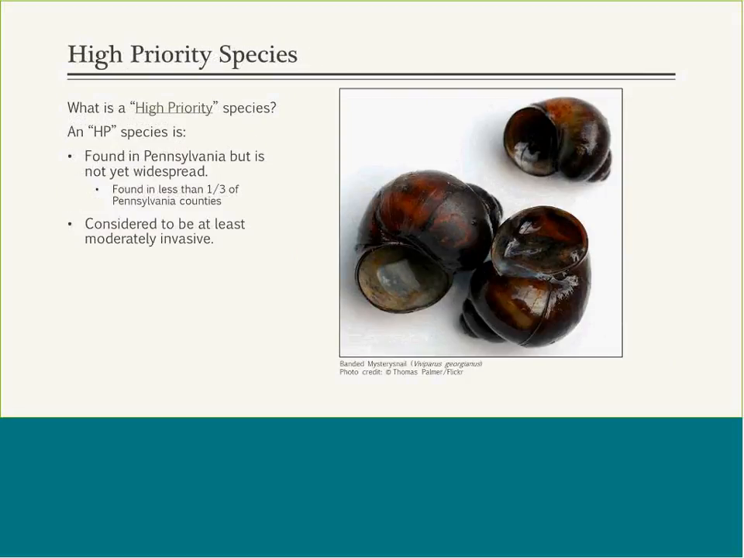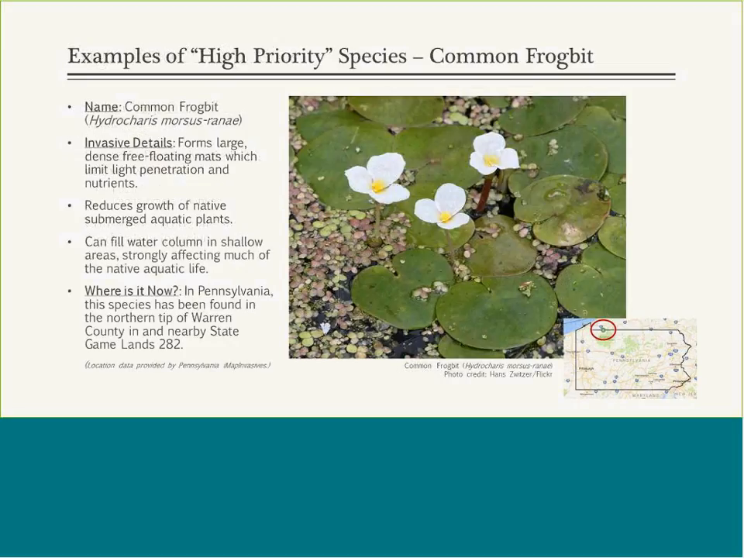The next category of species that I want to highlight is what we call our high priority species. A priority species is one that's been found in Pennsylvania, but it's not widespread yet. Essentially, it's been found in less than a third of our counties, and it's considered to be at least moderately invasive. So here are examples of species that are considered to be high priority.